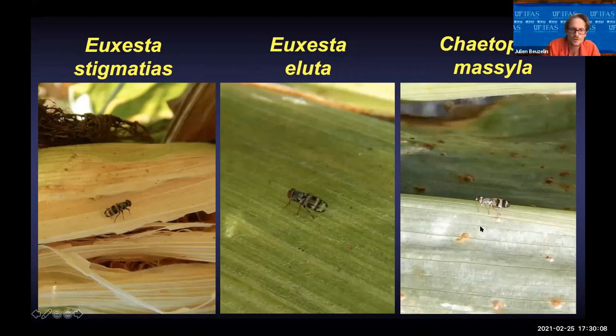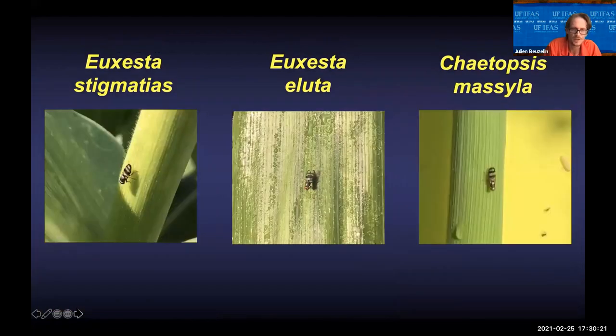So you do not always have to rely on the number of bands, but really the band patterns are important. Euxesta eluta has this clear spot, so it's relatively easy to identify. So here are different pictures of, again, Euxesta stigmatia, Euxesta eluta, and Chaetopsis mucilla.